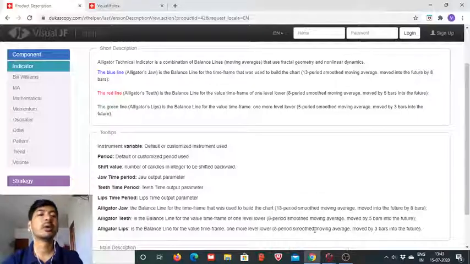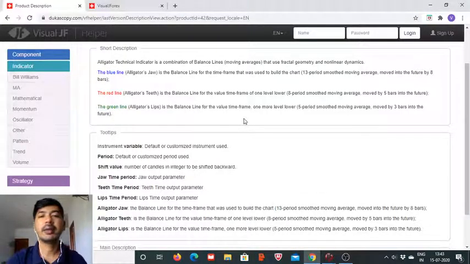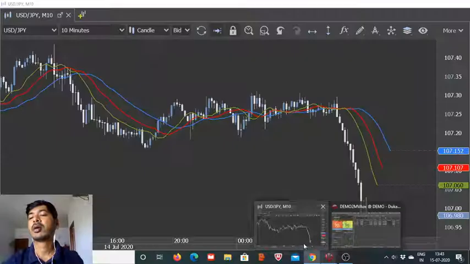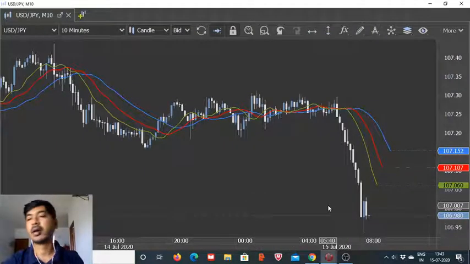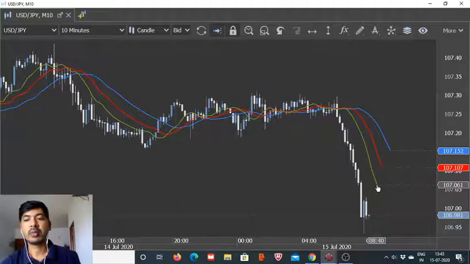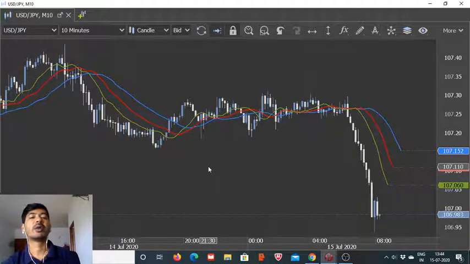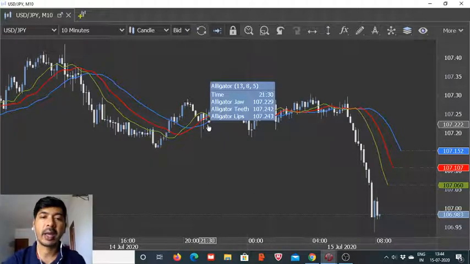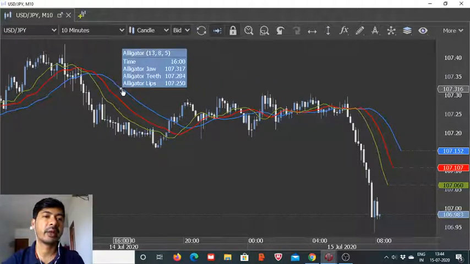Now the green line is defined for the 5 period smooth moving average and moved into the future by 3 bars. So this is the component calculated using the latest candle periods' data, and as you can see, it is moved into the future by 3 candles. So here we have this combination of the smooth moving averages, and these are defined.